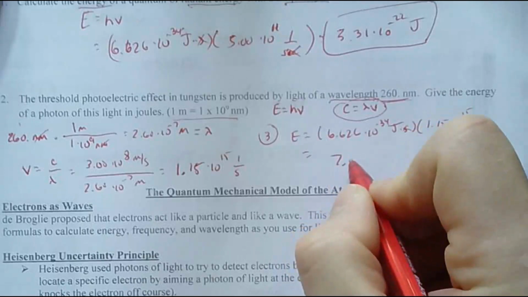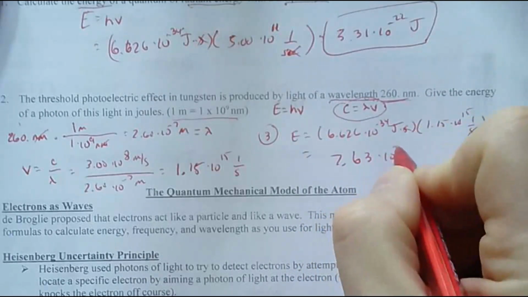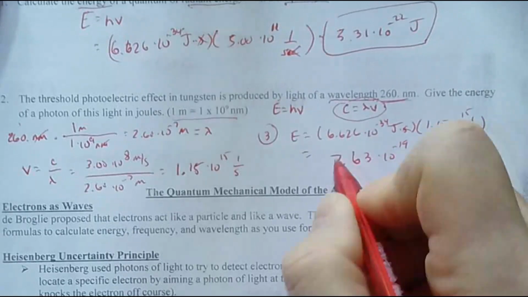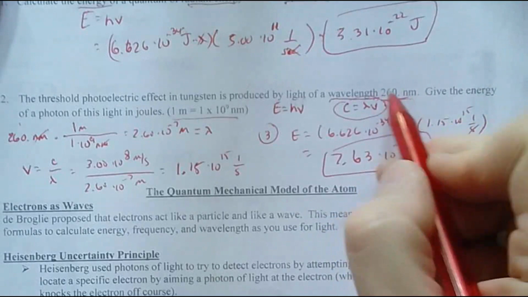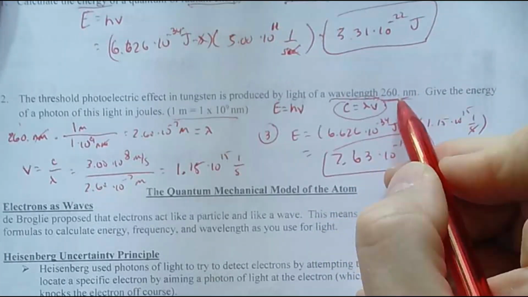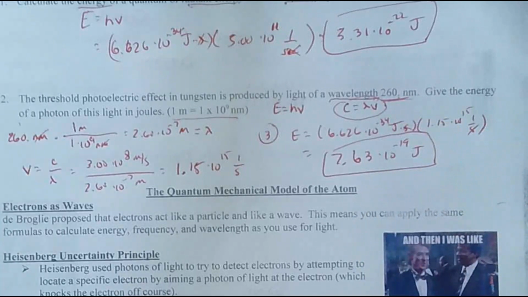And we should get around 7.63 times 10 to the minus 19th, give or take. 3 significant figures because we started with 3. This 260, see that decimal place there, that dot? Telling you that last 0 is significant.